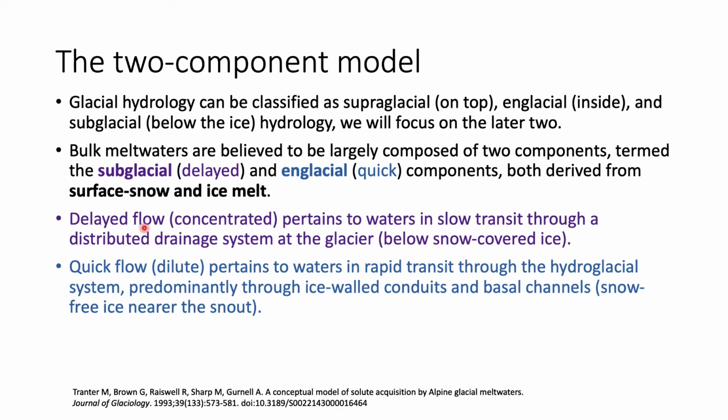The delayed flow is also called the concentrated one, which pertains to waters in slow transit through a distributed drainage system at the glacier, that is below snow-covered ice. In the case of quick flow, which is called the diluted one, it pertains to waters in rapid transport through the hydrological system, predominantly through ice-walled conduits and basal channels, that is snow-free ice near the snouts. So these are the two different types of meltwaters.